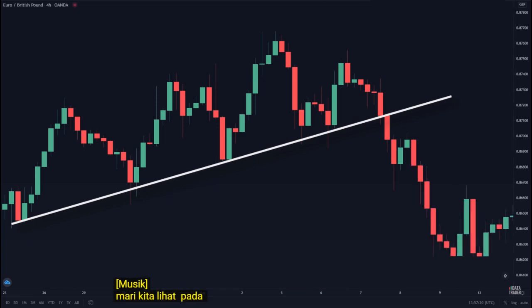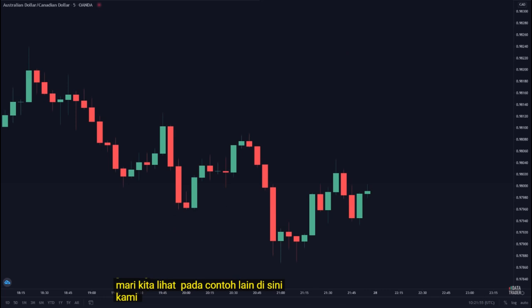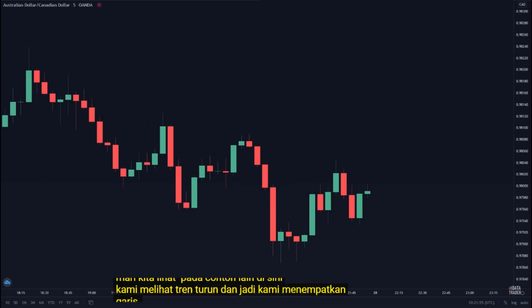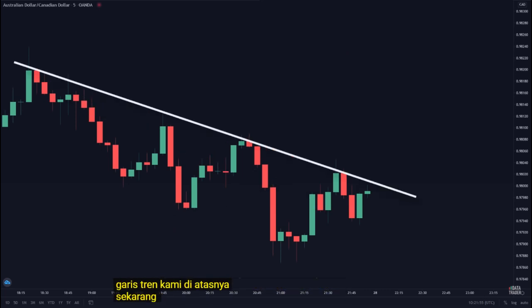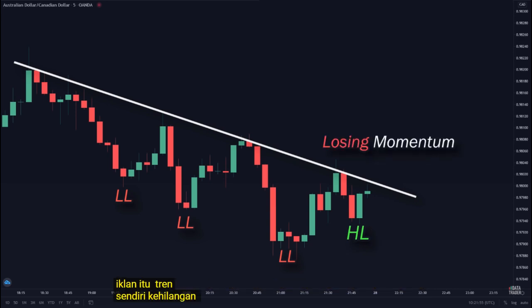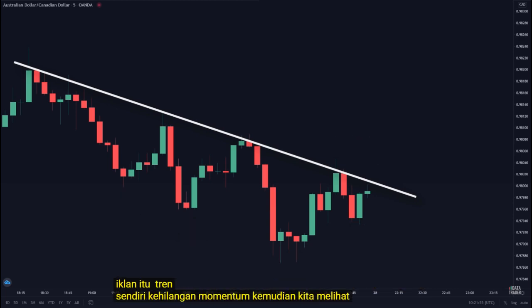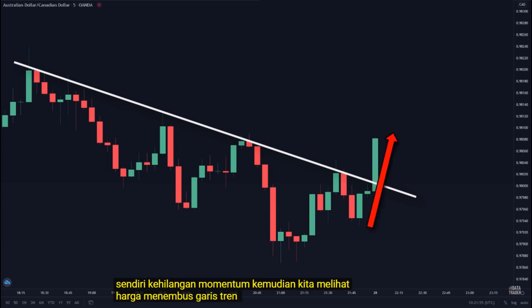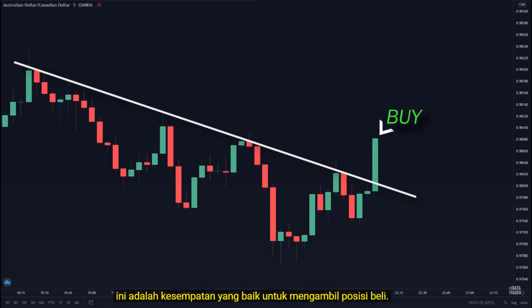Let's look at another example. Here, we spotted a downtrend, and so we placed our trend line above it. Now, notice that the price was making lower lows before suddenly it made a higher low instead, indicating that the downwards trend was losing momentum. Then, we saw the price broke out of the trend line, which again further confirms the trend change. And so this is a good opportunity to take a buy position.